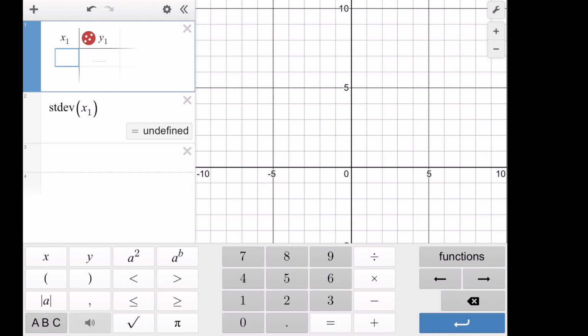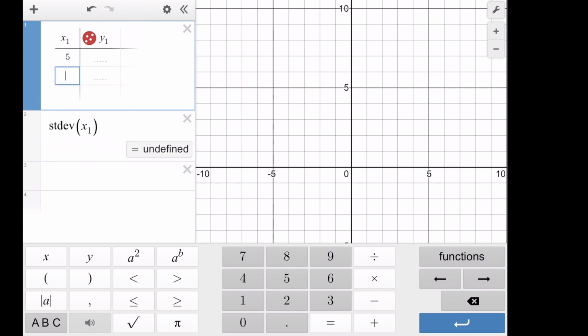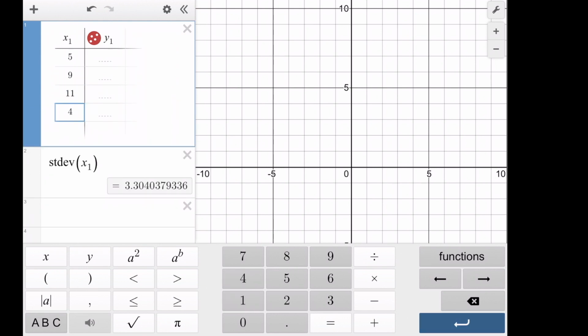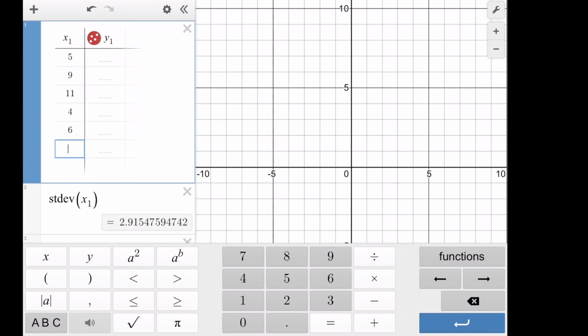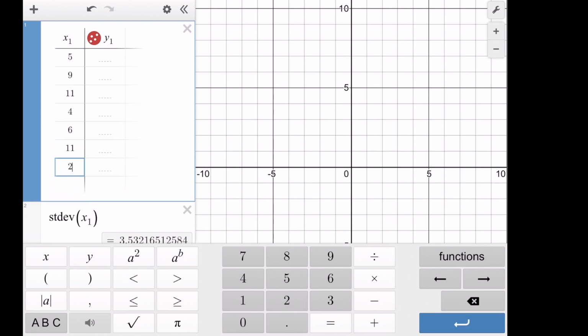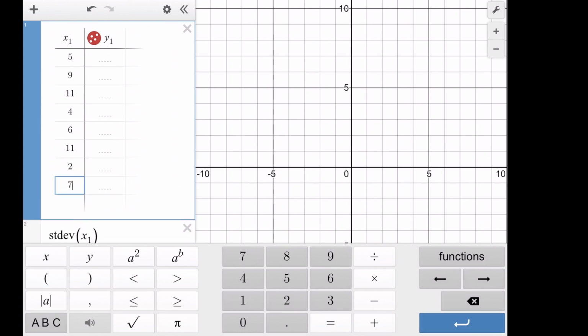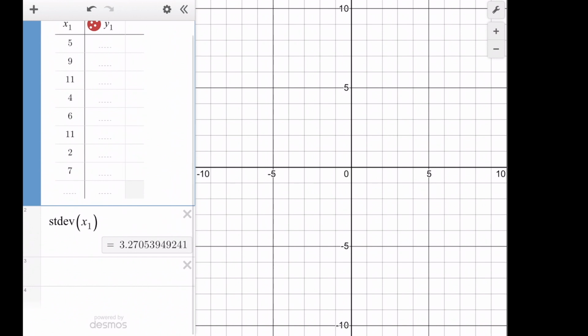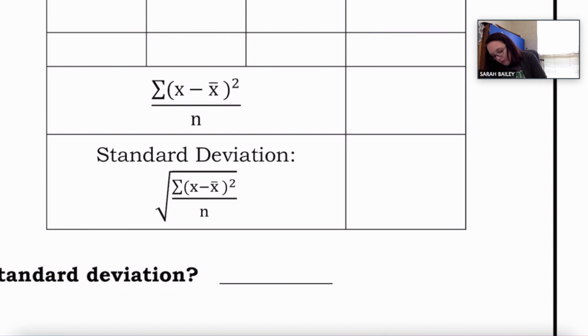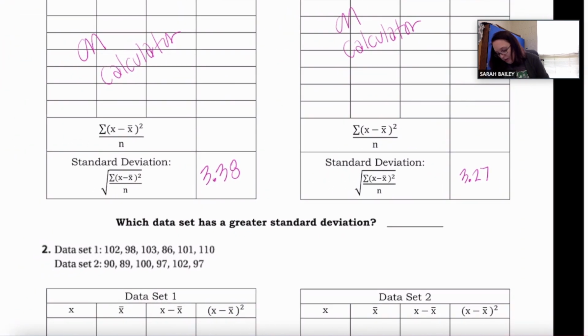So let's enter the data values for data set 2. So 5, 9, 11, 4, 6, 11, 2, and 7. And boom, there's my standard deviation. So that's about 3.27. I'm going to come over here and write 3.27. And now, which data set has a greater standard deviation? Just barely, but it's data set 1.